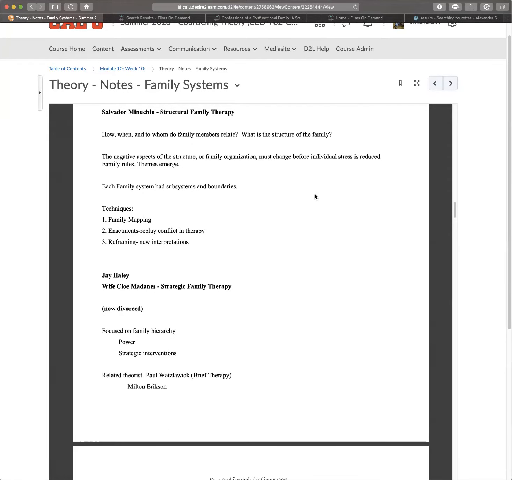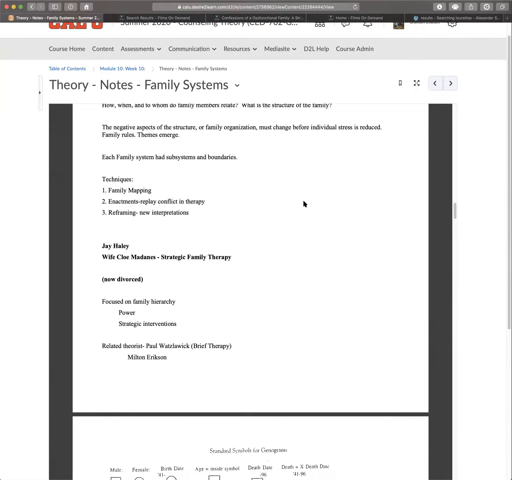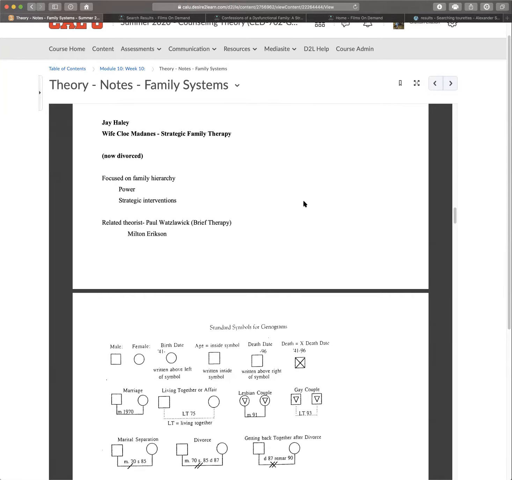Salvador Minuchin, Structural Family Therapy. This is all about family mapping, subsystems, boundaries, reenacting role plays, conflicts, and reframing and creating new interpretations. And in my paper that I included, you'll see all of the different family maps that I drew, and it'll give you a better understanding of that. Of course, Jay Haley and his wife, they're now divorced. They talk about power structures, and I also mapped this out in my paper as well.